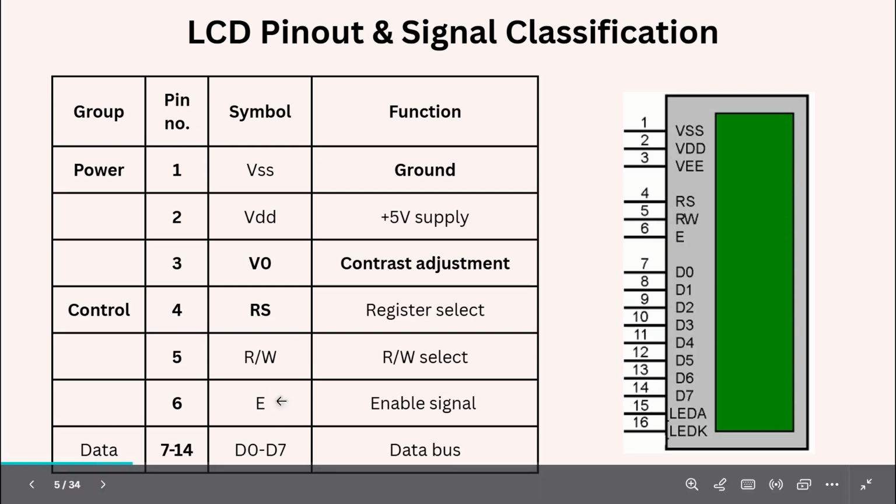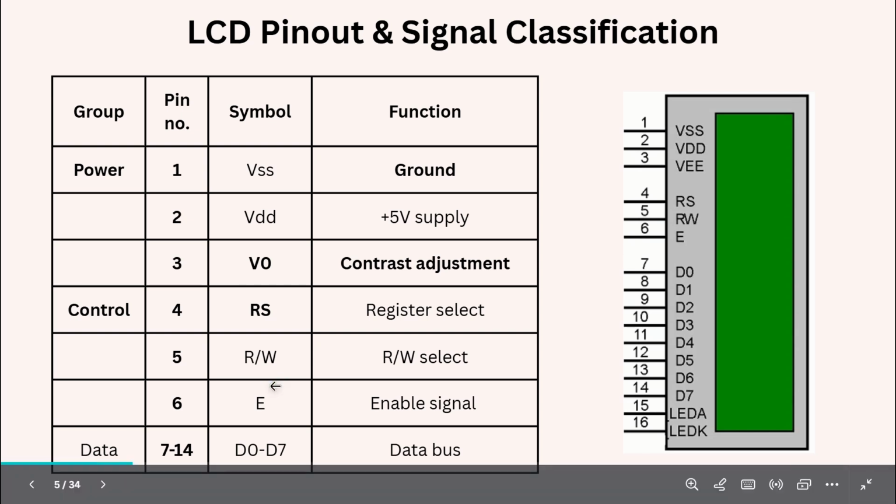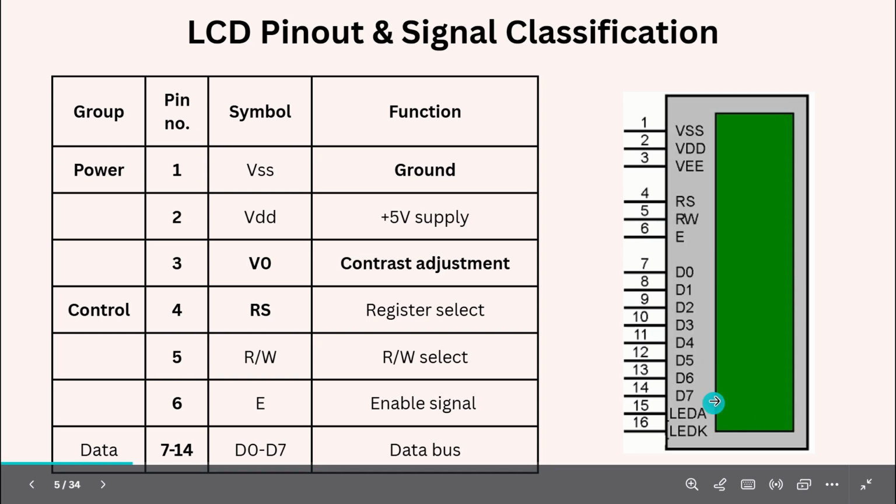E is the enable signal. The LCD only reads or processes what's on the data lines when the enable pin transitions from high to low. We will look at this in detail in the next slides. And these are the data pins. I've already explained what these mean. They are connected to port A of the 8255, and this diagram shows us all the pins of the LCD connector. This is VSS, VDD, and these last two pins are for backlight LED anodes.